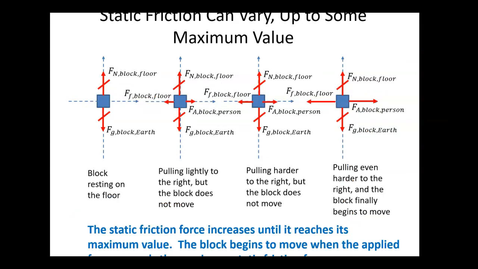Reviewing those four scenarios, we are observing that static friction can vary, and it goes up to some maximum value. So when you first start pulling an object against another, it will initially not move until the applied force gets large enough to overcome this maximum value of static friction.